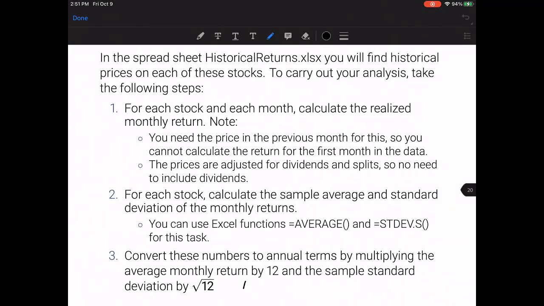So let me be clear. Assume that variance is proportional to time. That means we can simply scale the monthly variance into annual terms by multiplying by the number of months you want to extrapolate to. All right?